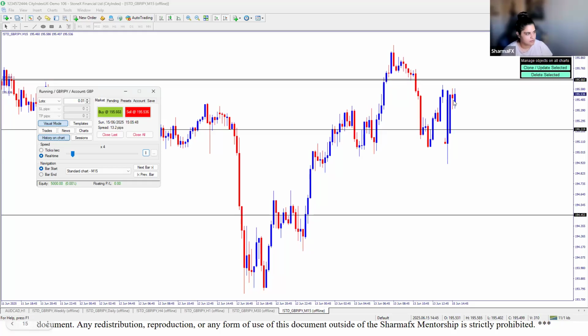So the lower the time frame, the faster these gaps are going to be filled. If you see a gap on the daily time frame or the 4-hour time frame, those are going to take a little bit longer. But always understand that at least in the Forex market, the gaps are always going to get filled. It's just a matter of time.